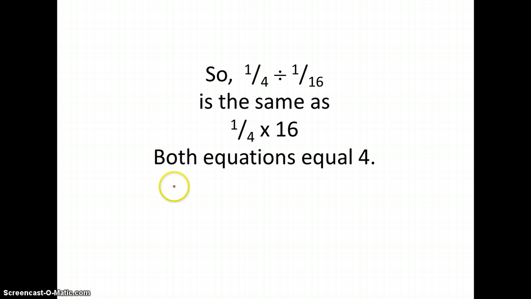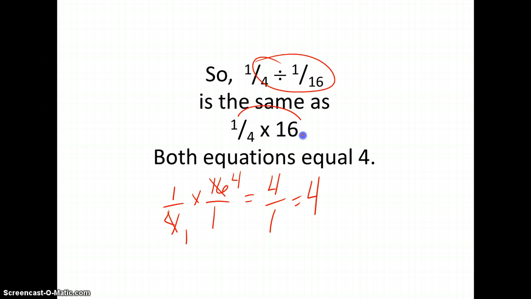Let's look at that. 1/4 times 16 over 1. 4 goes into 4 once. 4 goes into 16 4 times, which gives me 4 over 1, which equals 4. Both equations, division and multiplication, in this case, give me an answer that equals 4.